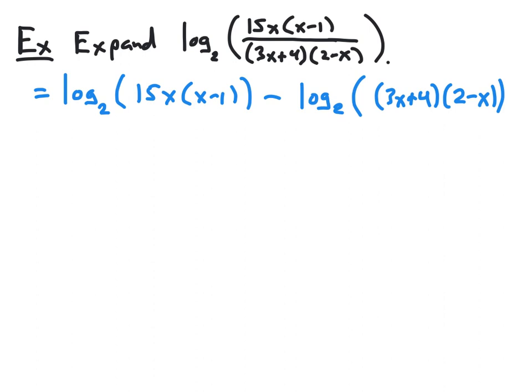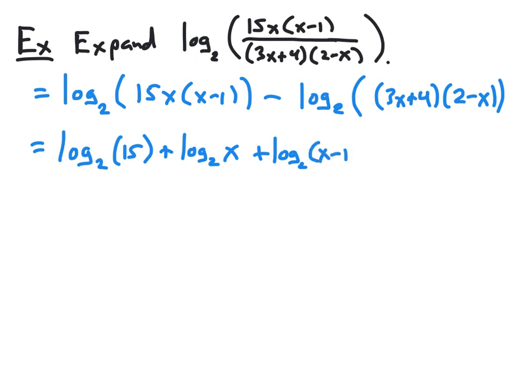Now each of these logs can be expanded further. Each of them are products of 2 or more terms, and so we can use the product rule to expand both of these resulting logs here. For our first one, we see we have 3 factors that are being multiplied together, so we can compute log base 2 of 15 plus log base 2 of x plus log base 2 of x minus 1. And all 3 of these logarithms are as simplified as possible. Log base 2 of x minus 1, for example, cannot be split apart.